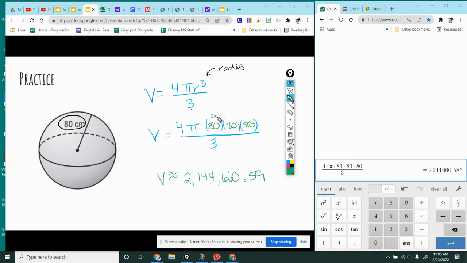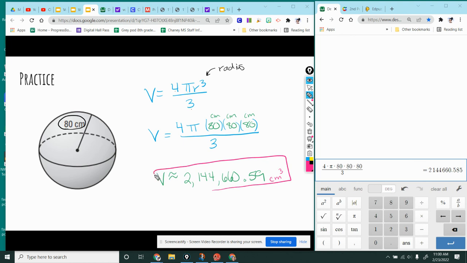Now this was centimeters, this was centimeters, this was centimeters. So I am measuring this in centimeters cubed, or cubic centimeters, centimeters to the third power. And that is my approximation.